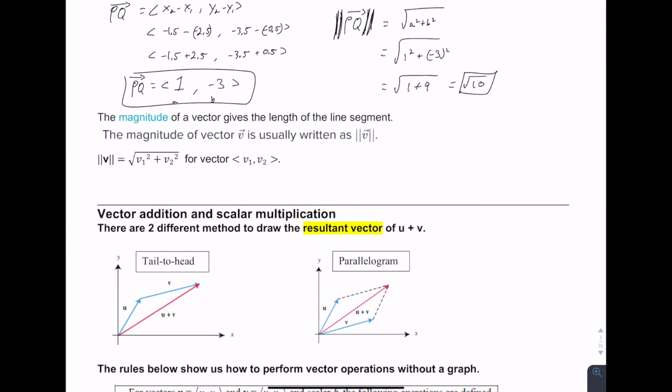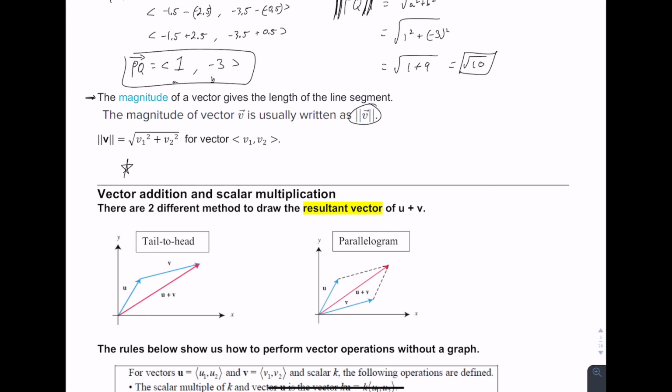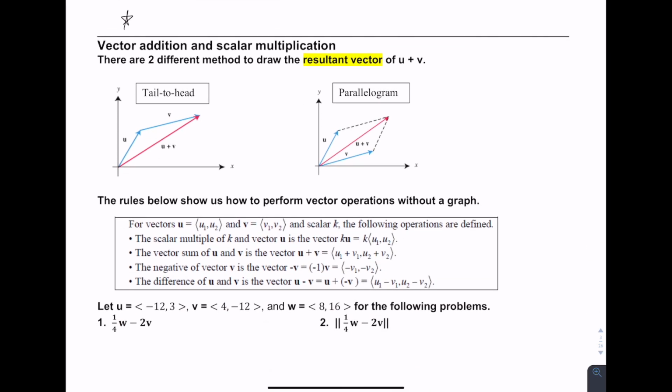So, just a quick little reminder, the magnitude of a vector, so I'm reading this, magnitude of a vector gives the length of the line segment. The magnitude of a vector, so the vector v, is usually written as that, okay? So, now we know how to do this, we've already done it before. Now, let's say we want to add a vector or multiply by a scalar.